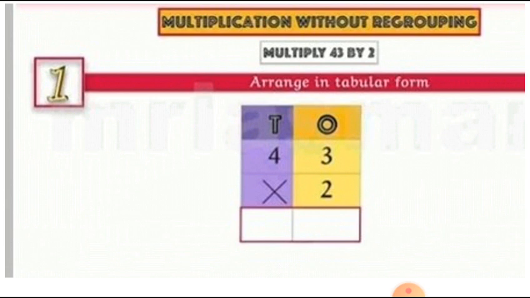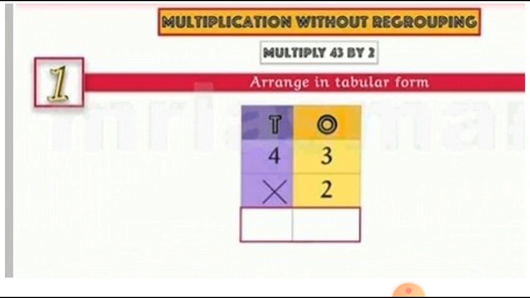That is 4 tens and 3 ones, and the multiplier you should write just below the ones place digit. Here the ones place digit is 3, so you have to arrange the number 2 just below the number 3. So this way you can arrange the number to multiply in tabular form.